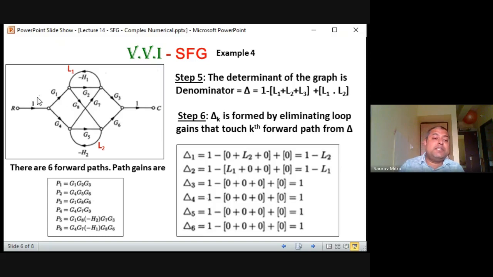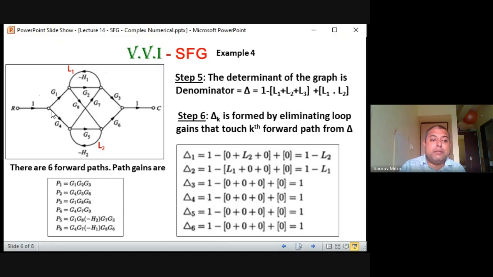Similarly, delta 5. So what is the delta 5 path? You are going up, then again coming G8, then again minus H2, then again going up and coming below. So this is the P5 path. What is the P6 path? G4, G7, minus H1, then again coming back, and this. So again you are finding that this fifth and sixth path, third and fourth path, these four paths are touching all the loops. Hence, as these four forward paths are touching all the loops, for them delta is equal to 1.